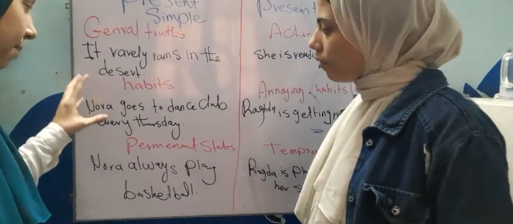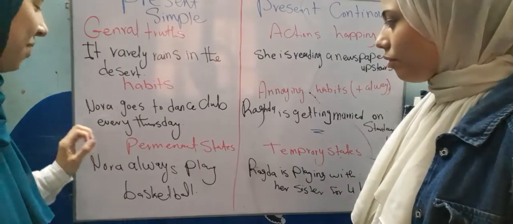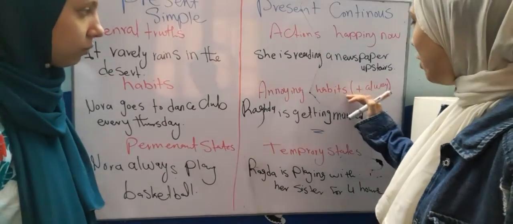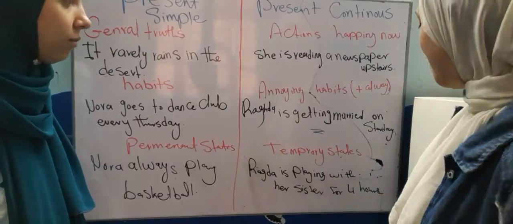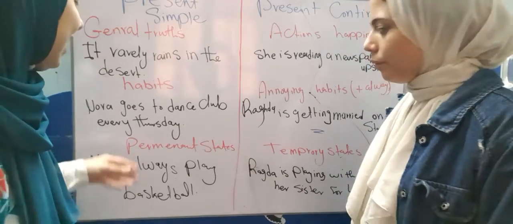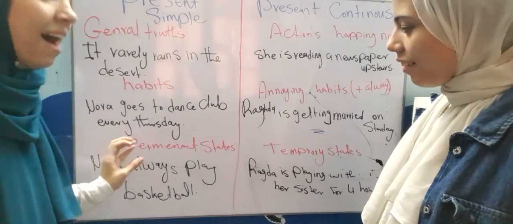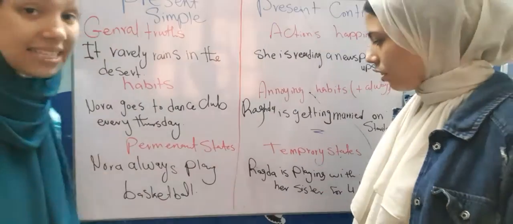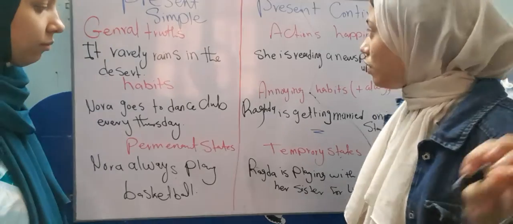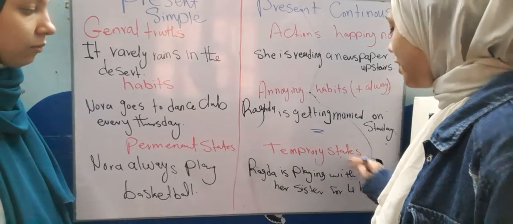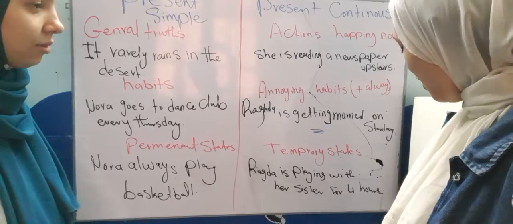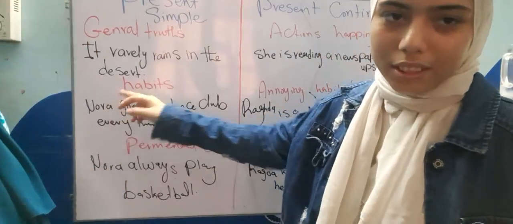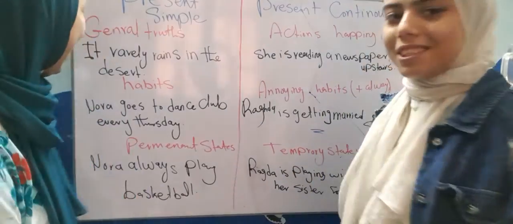Okay, now the habits. Nora goes to the dance club every Thursday. And here we add annoying habits plus always. Raghda is getting married on Saturday. And now in the present simple we have permanent states, for example, Nora always plays basketball. But in the present continuous we have temporary states: Raghda is playing with her sister for 4 hours. And there's something here. Nora doesn't dance in a club. Nora dances at my wedding. She will dance at my wedding.